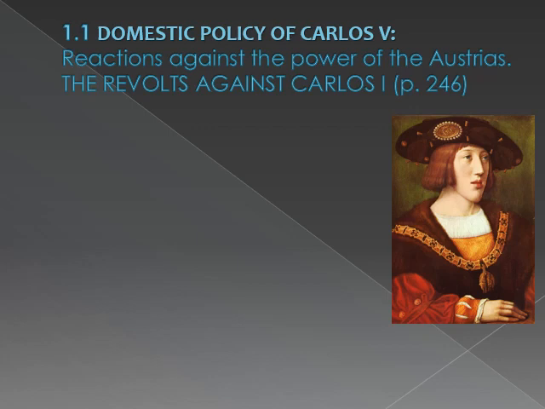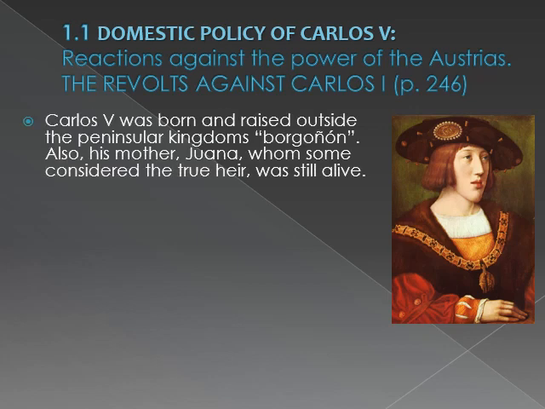We talk firstly about the domestic policy of Charles, la política interior. Actually, Charles was born and raised outside the peninsular kingdoms. When he arrives in the Iberian Peninsula in 1516, he is considered a foreigner, Borgoñón. He's accused of being Borgoñón. Actually, his mother tongue was French. He spoke French.